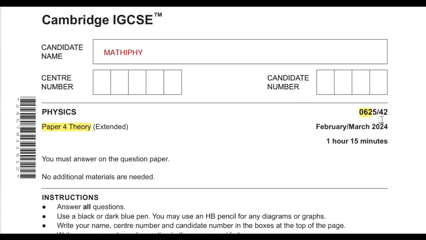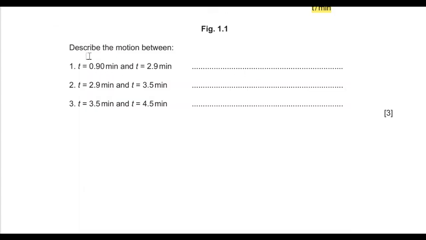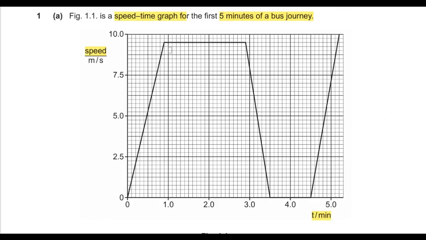Today's video will be doing paper 4 of course code 0625, February-March year 2024, variant 2. Question number 1 is saying figure 1.1 is a speed time graph for 5 minutes of a bus journey. Describe the motion between time 0.9 minutes to 2.9 minutes, then 2.9 minutes to 3.5 minutes, and 3.5 minutes to 4.5 minutes. So from 0.9 to 2.9, we can see it's a straight line.